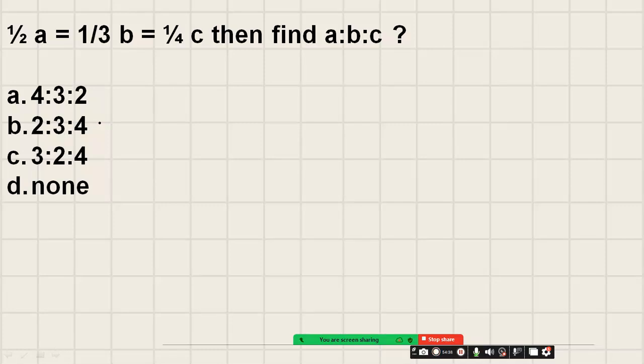1 by A is equal to 1 by 3, B is equal to 1 by 4, C. Then find A is to B is to C. Sir, answer is B. Yes, very good. Answer is B. Simple question here.